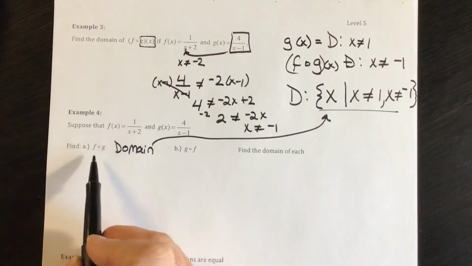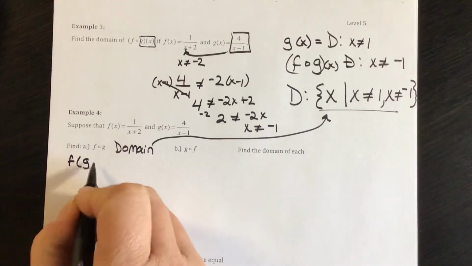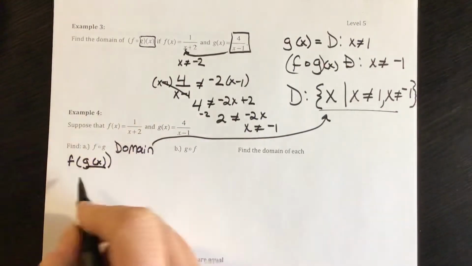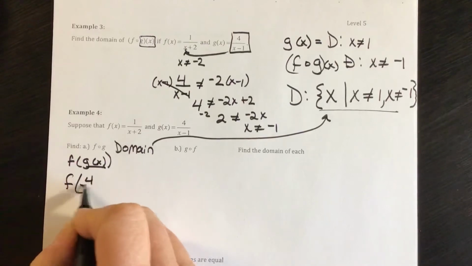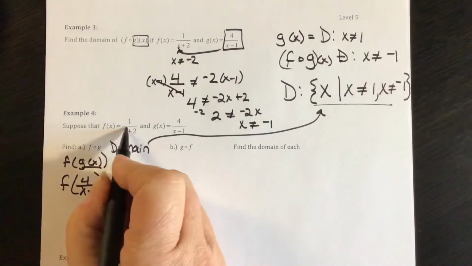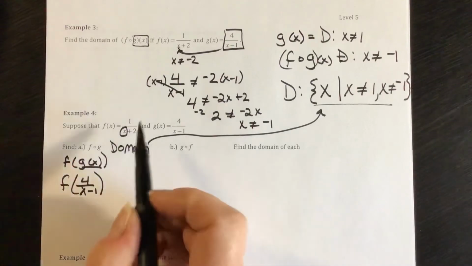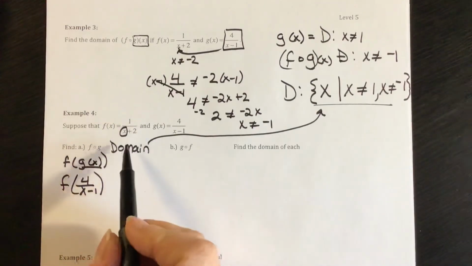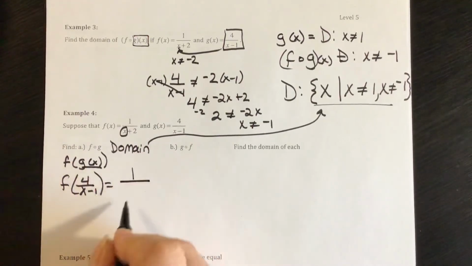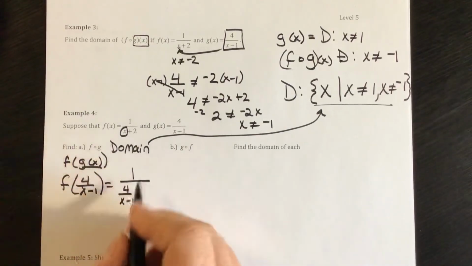So when I am calculating here, remember I'm doing f of g of x. So I'm taking the g of x function, which is 4 over x minus 1, and I'm plugging this into where I see an x in the f function. So I'm going to have 1 over what x equals, which is 4 over x minus 1, and then plus 2.